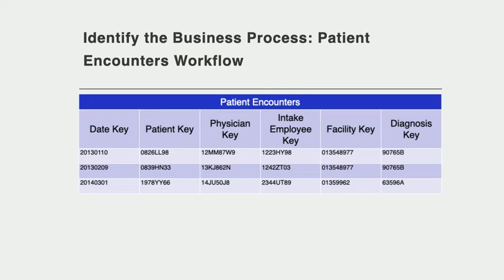The first thing we need to do is identify our business process. For the purposes of this demonstration and briefing, we're going to be using patient encounters. Within the healthcare division, there are many different events that generate metrics that are valuable for one department or another, but the first and most important critical event is the patient encounter.